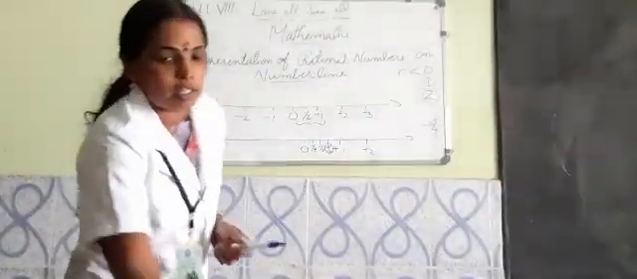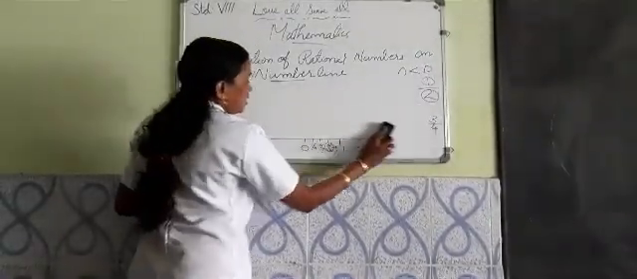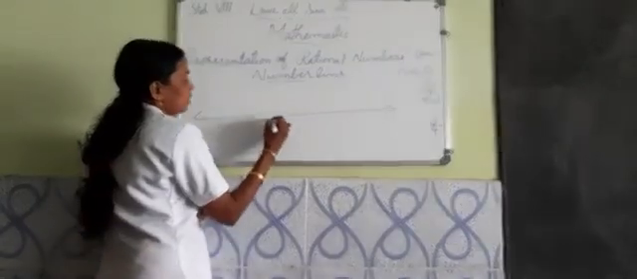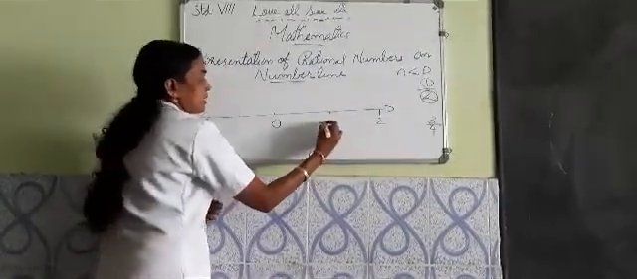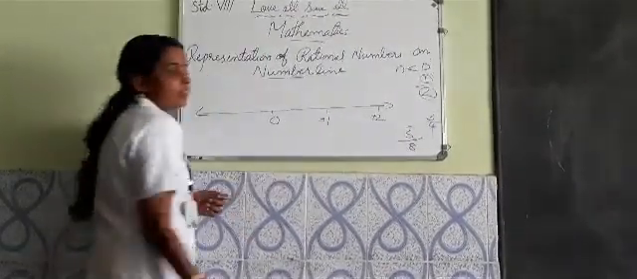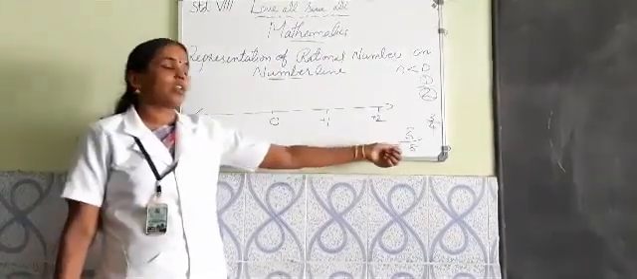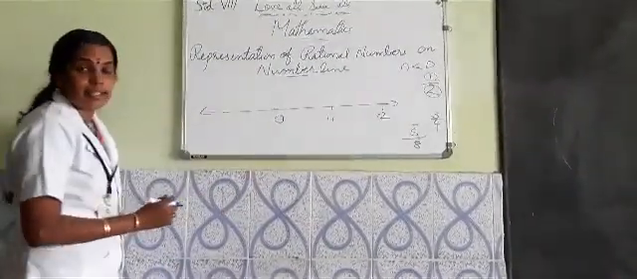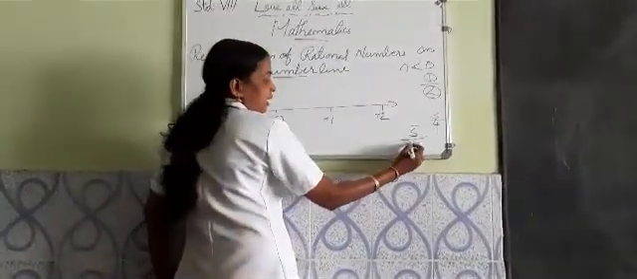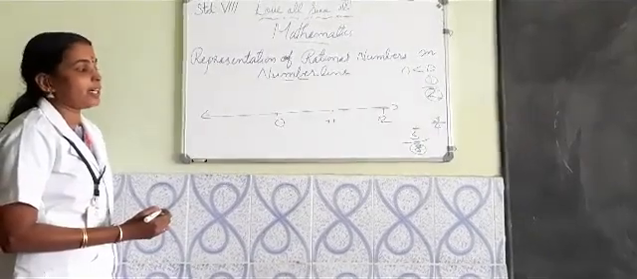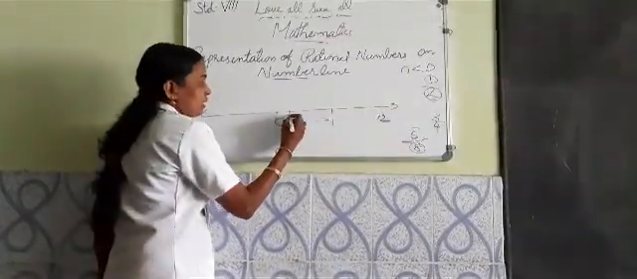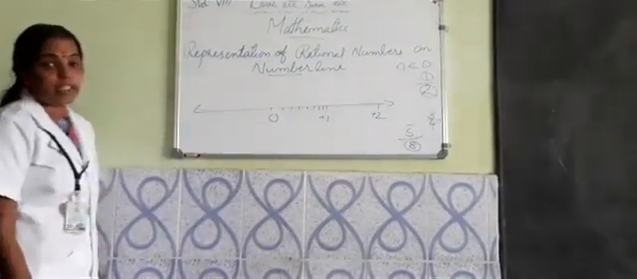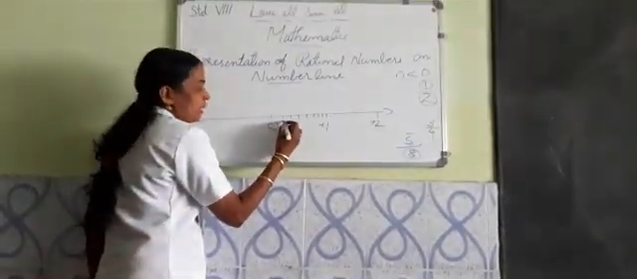Similarly, one another question. Suppose we want to mark 5 by 8 on the number line. So 0, 1, 2, like this you can represent 5 by 8. In order to represent 5 by 8 on the number line, you know children, here also this is a proper rational number. So the value is in between 0 and 1, and the denominator is 8. So we have to mark 8 equal parts in between 0 and 1. 1, 2, 3, 4, 5, 6, 7, 8. 8 equal parts we needed, and each part is 1 by 8.